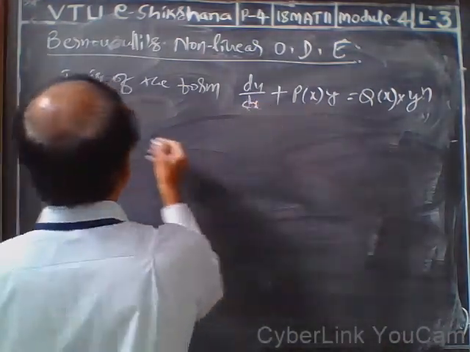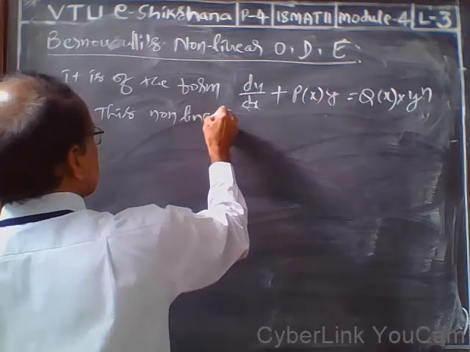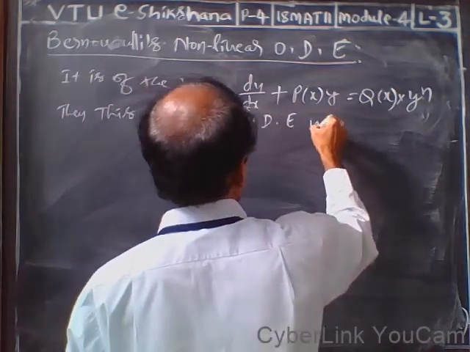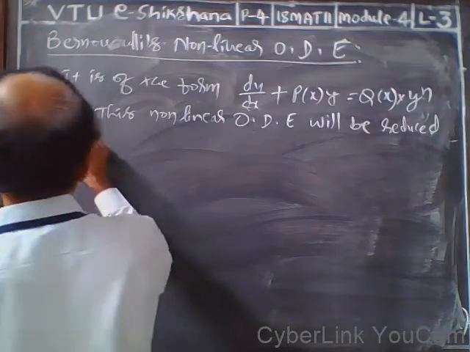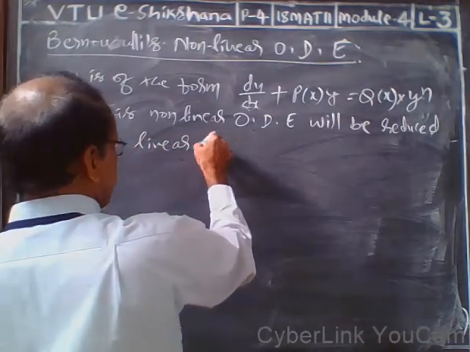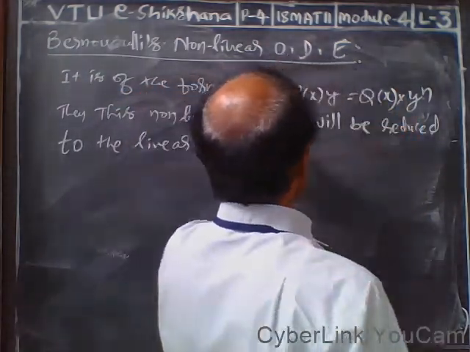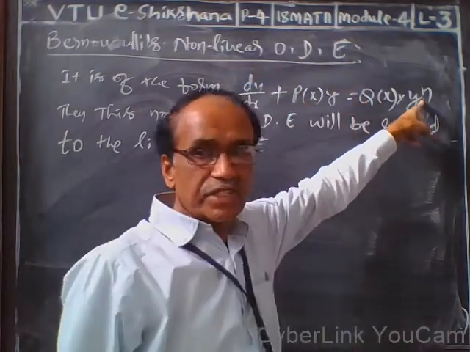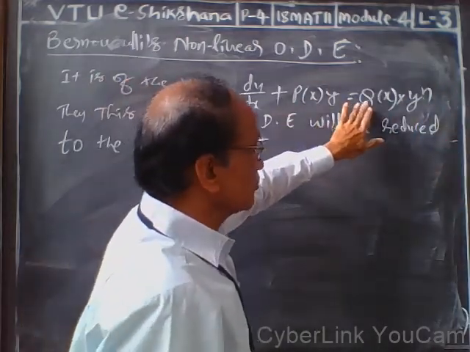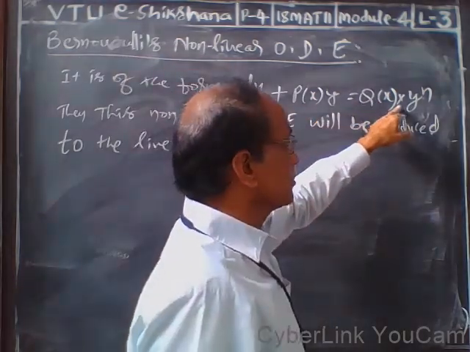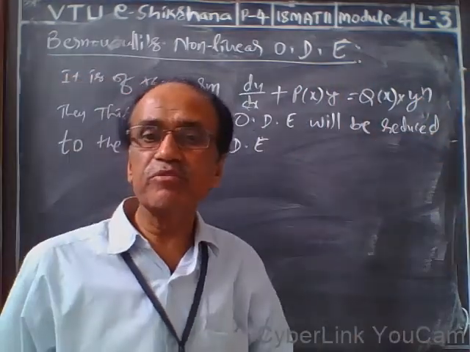This nonlinear ODE will be reduced to the linear ODE by the removal of this dependent variable, because the dependent variable has more than first degree, hence it is not a linear differential equation. Then you need to remove that term from the right side and make it a function of x alone. Function of x alone means it may be multiplied by some constant, but not the variable, especially the dependent variable. That is to be removed from the RHS.